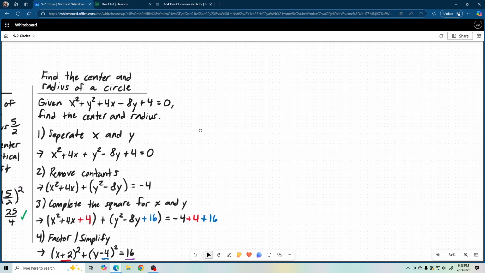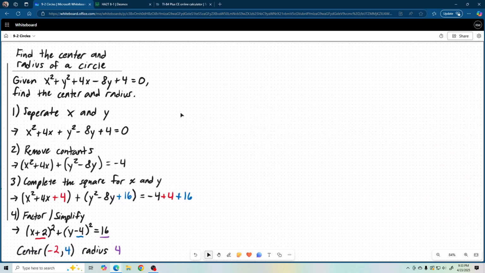Okay, so this is going to look a little bit like the one we did yesterday with parabolas, where we're going to have to complete the square. But let's go and jump into this. So find the center and radius of a circle, okay? So given that x squared plus y squared plus 4x minus 8y plus 4 equals 0, find the center and the radius.